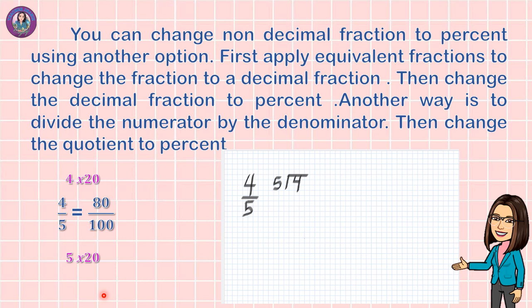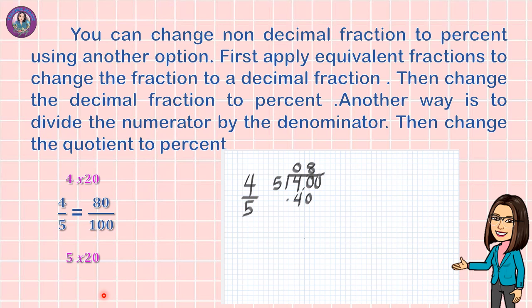4 can't be divided by 5, so we will add a decimal point, then let's have 2 zeros. Since we will change it to percent, and percent means per 100, 4 divided by 5 cannot be 0. Now let's have these two digits. 4 and 0 is 40. 40 divided by 5 is 8. 8 times 5 is 40.